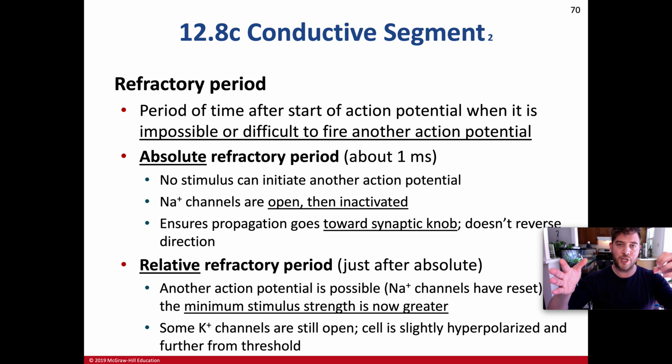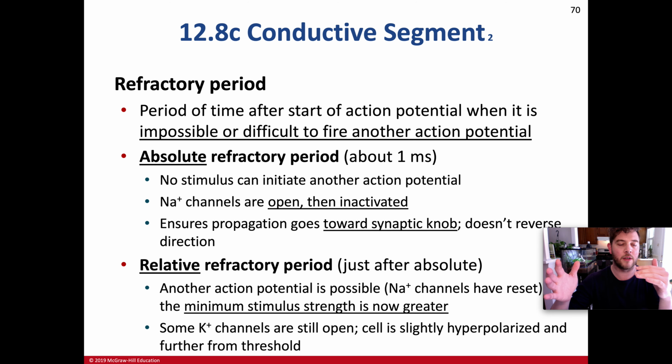So if sodium channels are allowed to depolarize, and then they can depolarize again, that could send the nerve signal back the other way. But by having this absolute refractory period, it makes sure that this segment right here is going to depolarize, and there's going to be a period of time where it can't be depolarized again. It's going to close off, so it's going to say, nope, I can't change again, so that way the signal has to go in one direction.